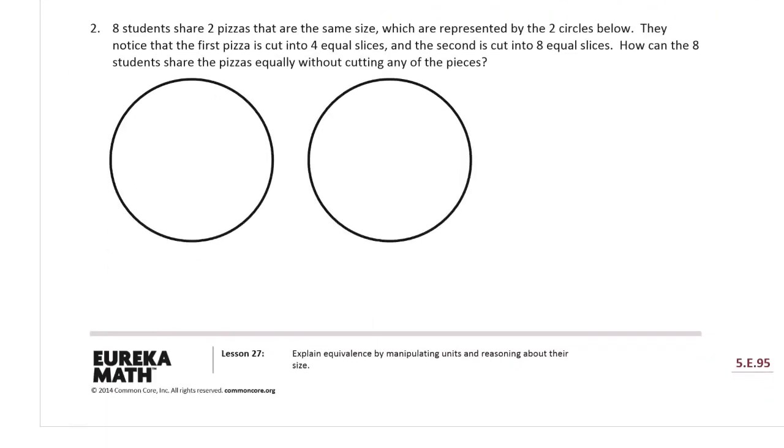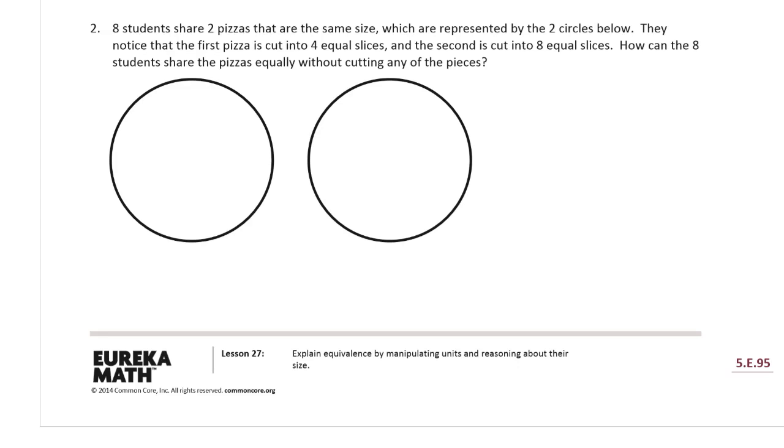Eight students share two pizzas that are the same size, represented in the two circles below. They notice that the first pizza is cut into 4 equal slices and the second is cut into 8 equal slices. How can the 8 students share the pizzas equally without cutting any of the pieces?